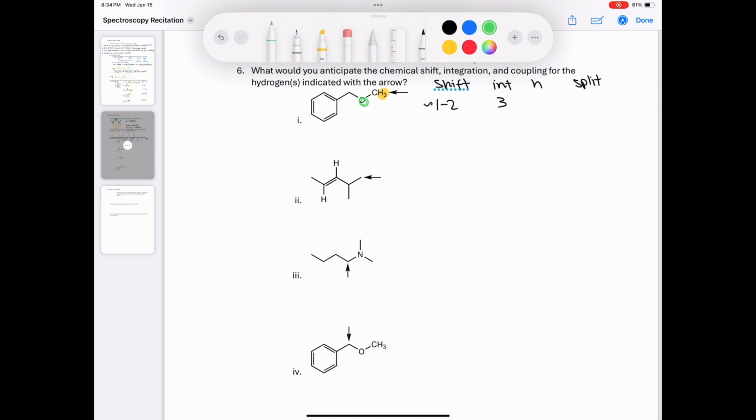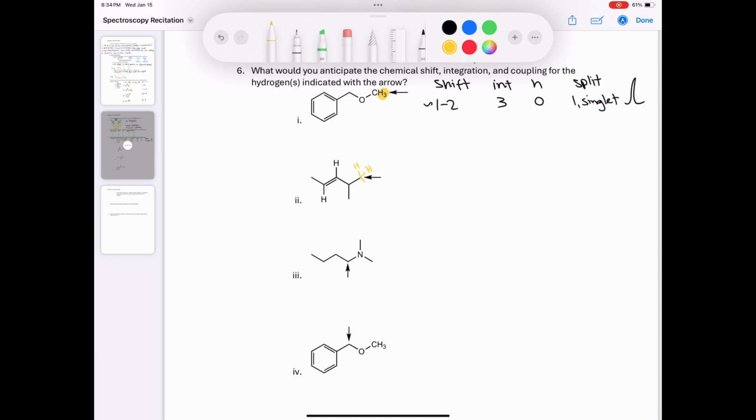Splitting refers to the number of neighbors, but because these protons are attached to a heteroatom, that is going to disrupt the whole neighboring system. So these are going to have 0 neighbors, n equals 0, therefore the splitting is 1, so it's going to be a singlet. Up next, we have this primary carbon that has 3 protons on the very end.